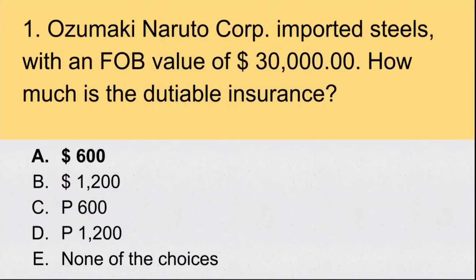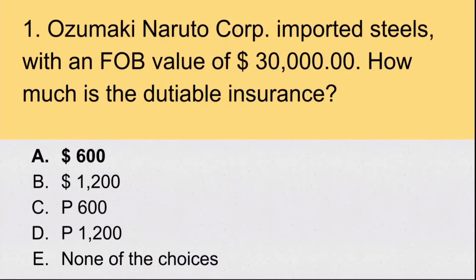So we have here the first problem. Number 1, Uzumaki Naruto Corporation imported cells with an FOB value of $30,000. How much is the dutiable insurance? A, $600, B, $1,200, C, 600 pesos, D, 1,200 pesos, E, none of the choices. The answer here is $600, which is letter A.